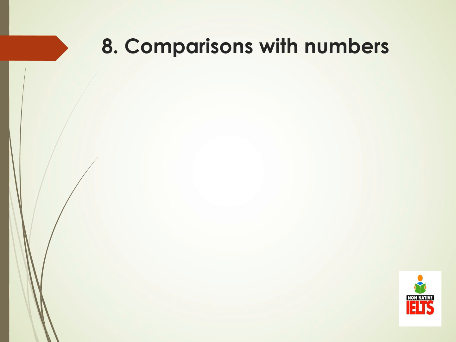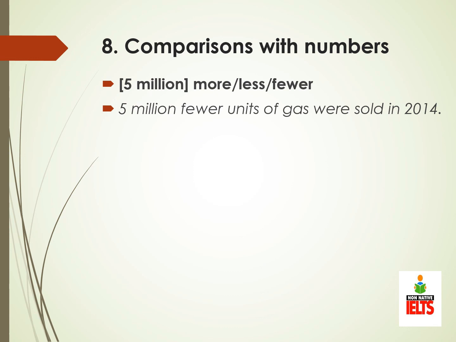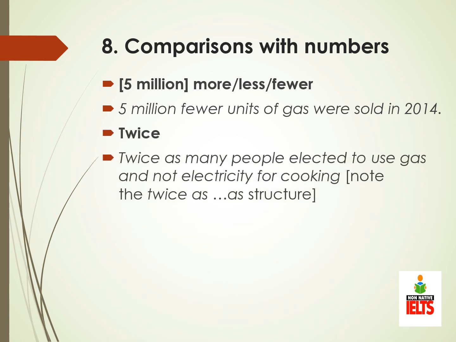Let's see comparisons with numbers. How to do that? 5 million more, less, fewer. 5 million fewer units of gas were sold in 2014. Twice. Now this means double. Twice as many people elected to use gas and not electricity for cooking.